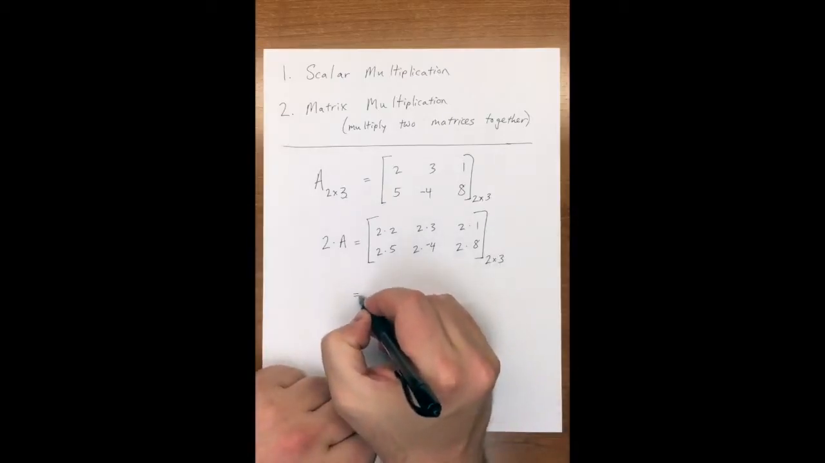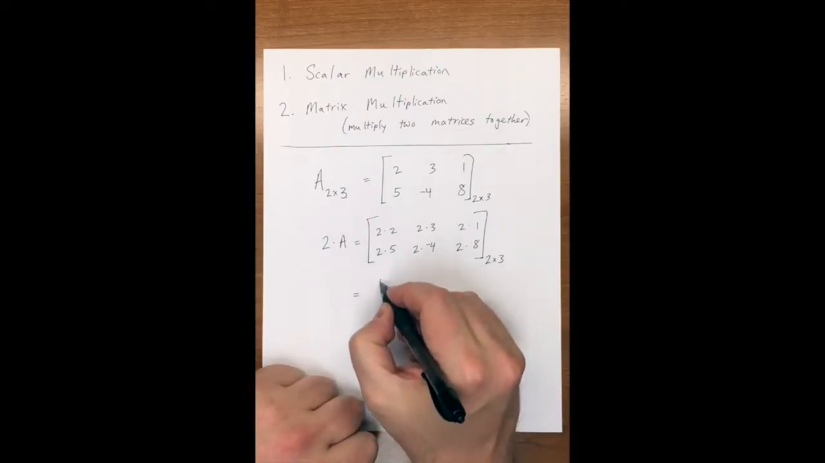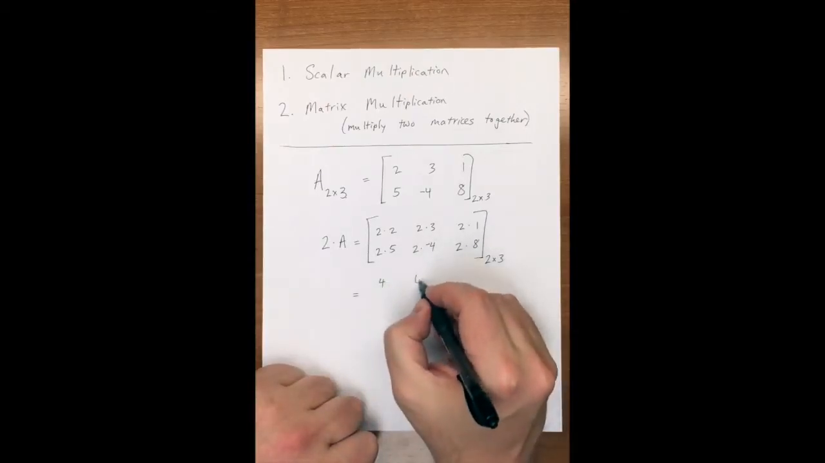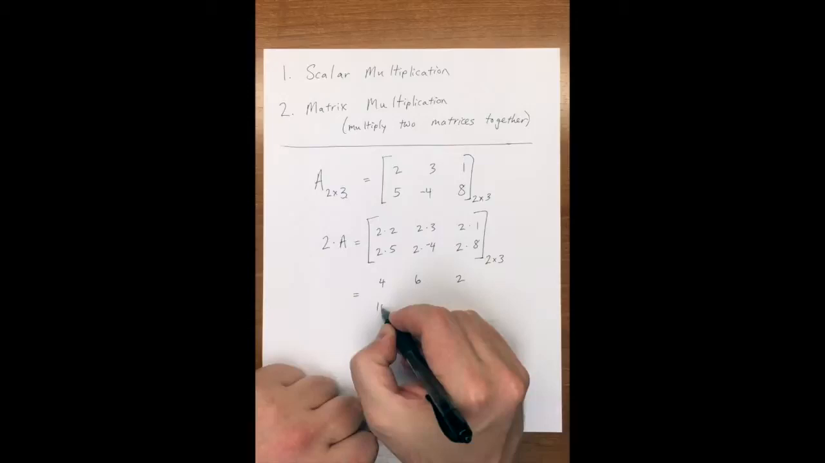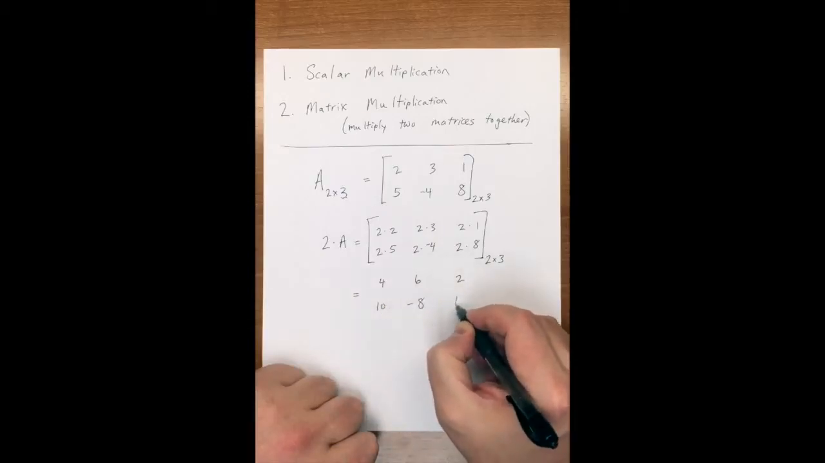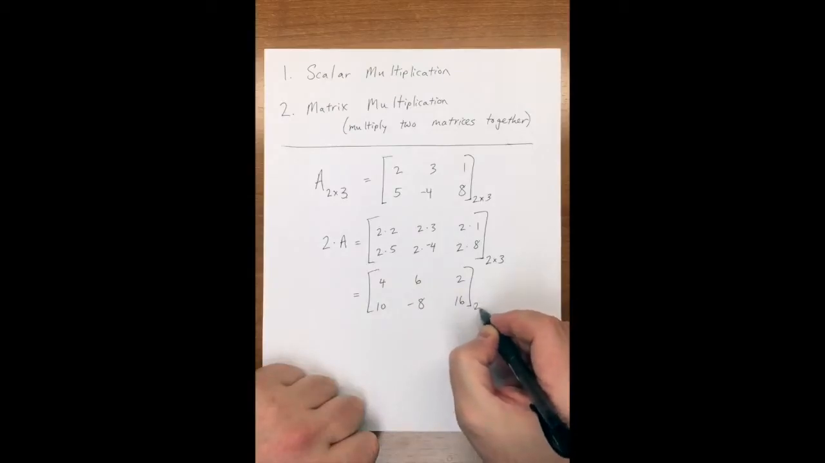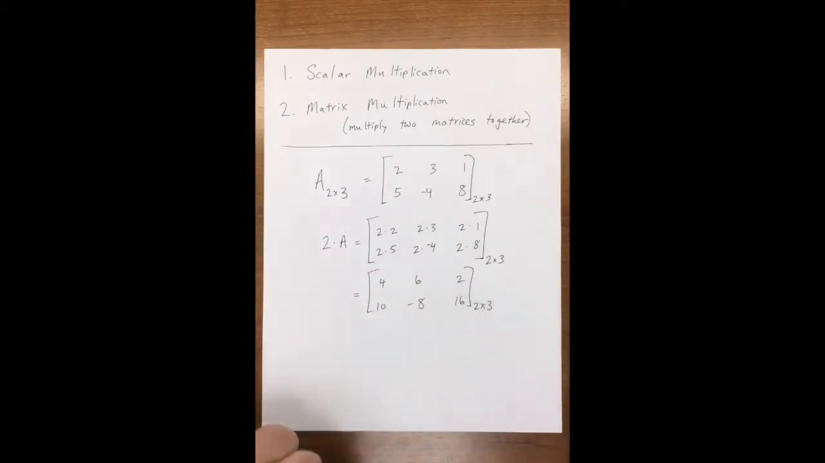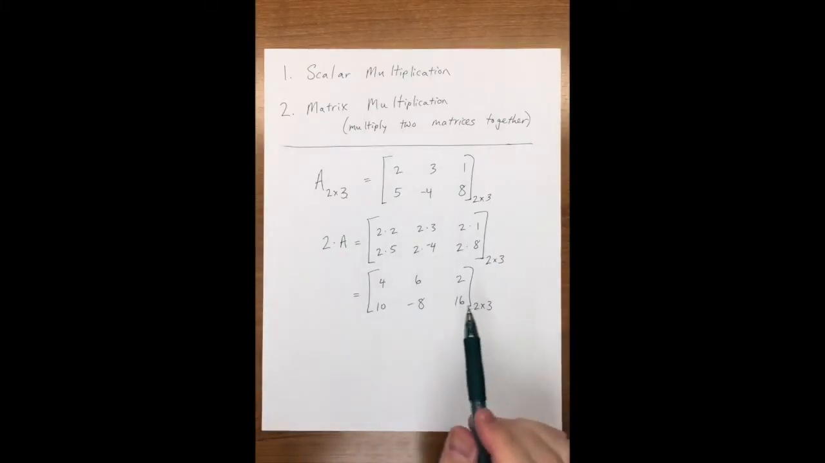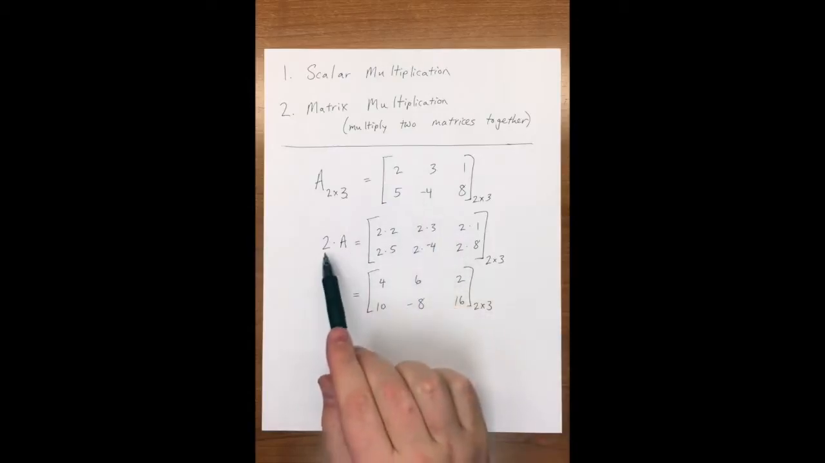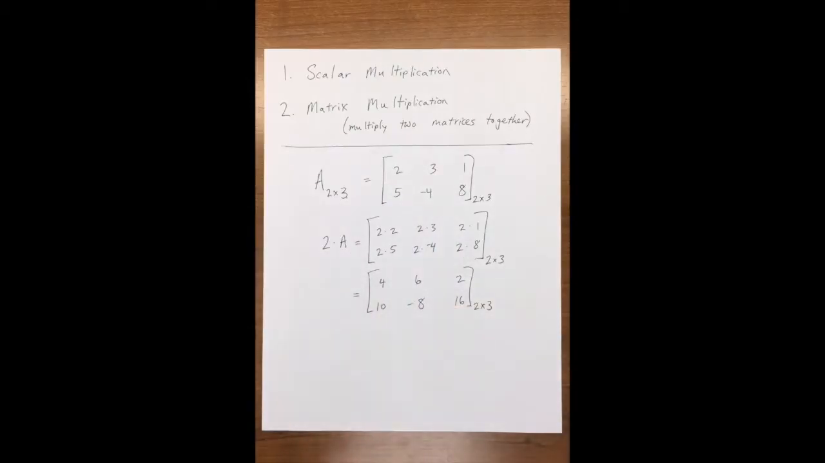When we simplify this out a little bit, let's multiply our numbers together. We're going to have 4 up in the top left, then 6, 2, 10, -8, and 16. And so there's your new 2 by 3 matrix. Notice all of the values in our matrix A just doubled, because we just multiply by 2. So scalar multiplication is pretty straightforward. We're just taking each of the entries in A and doubling them because we're multiplying by 2 here.